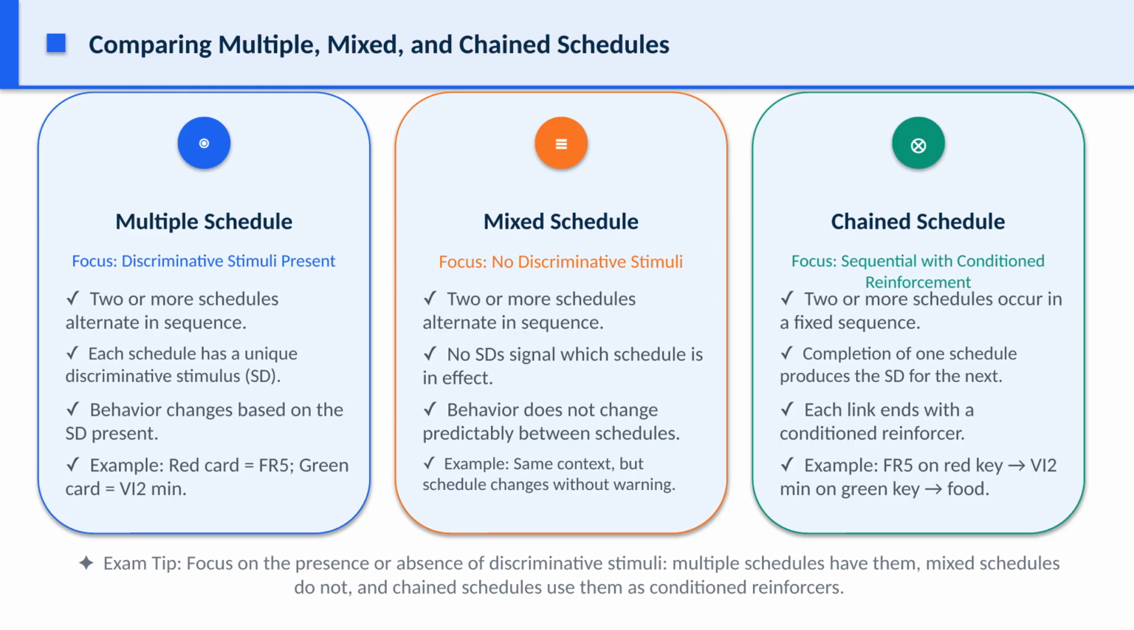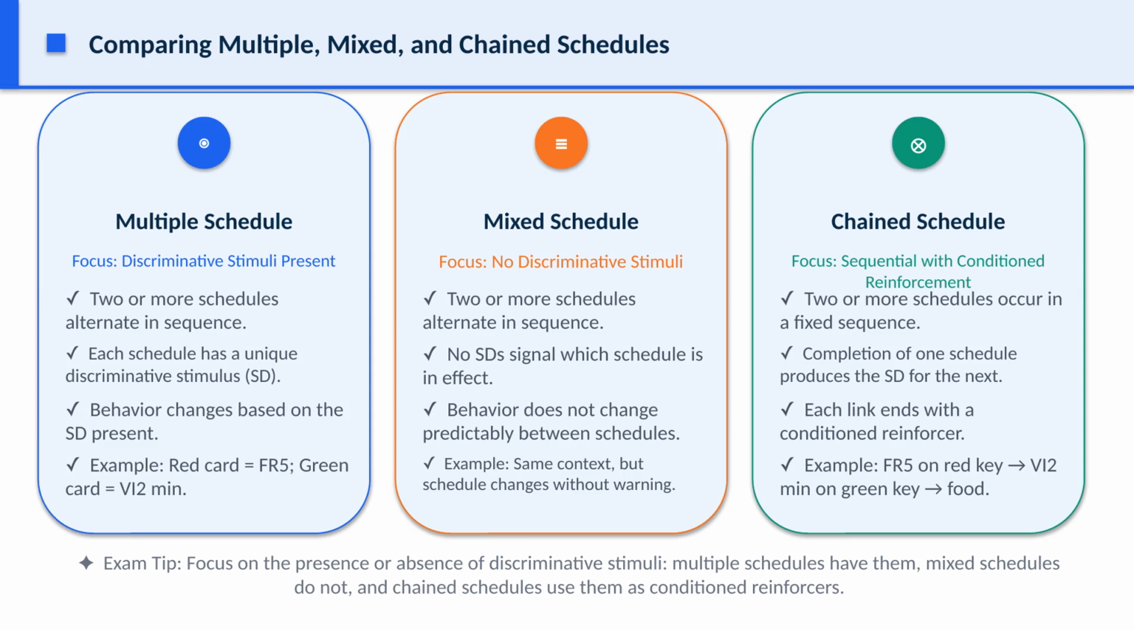This slide compares three compound schedules that are frequently tested on the BCBA exam. In a multiple schedule, two or more schedules alternate in sequence, and each is signaled by a unique discriminative stimulus, or SD. For example, a red card might signal an FR5 schedule, while a green card signals a VI 2-minute schedule. Because the SDs control behavior, this arrangement is used to study stimulus control and discrimination.